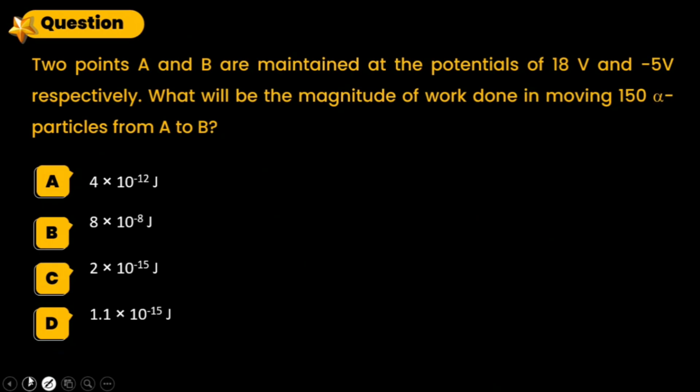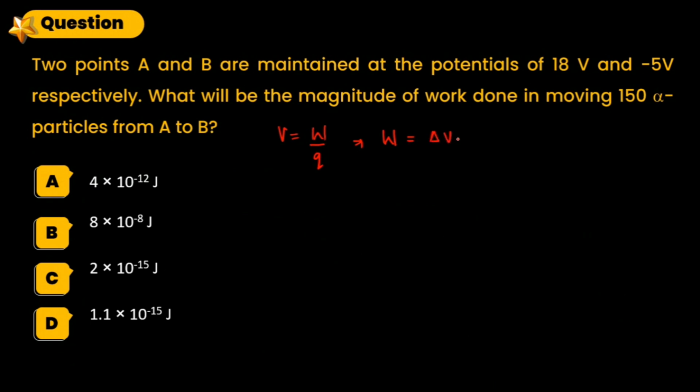Okay, another question. The question says that there are 2 points A and B maintained at potentials of 18 volts and minus 5 volts respectively. What will be the magnitude of work done in moving 150 alpha particles from point A to point B? So let us look at the relation for potential. Potential is given by work done per unit charge.